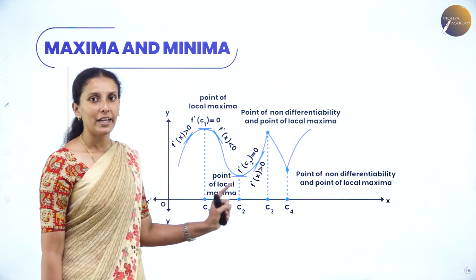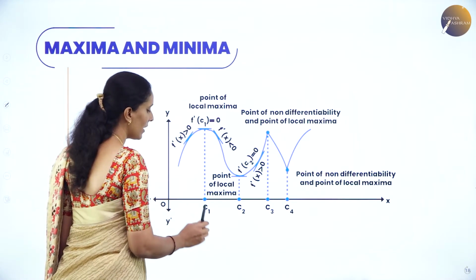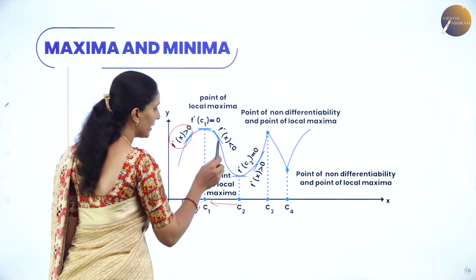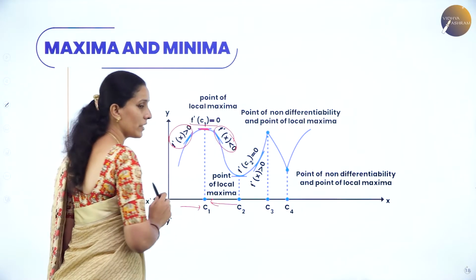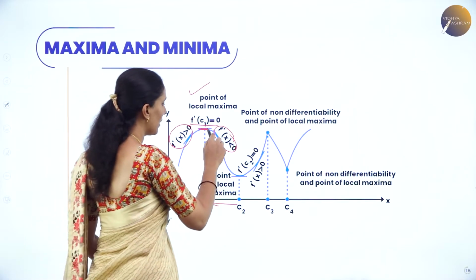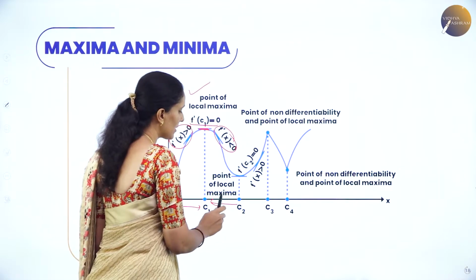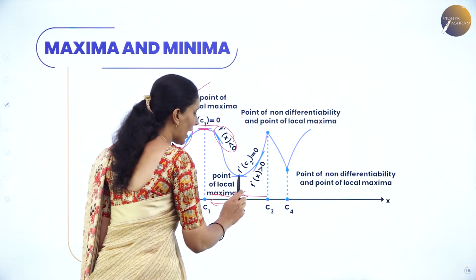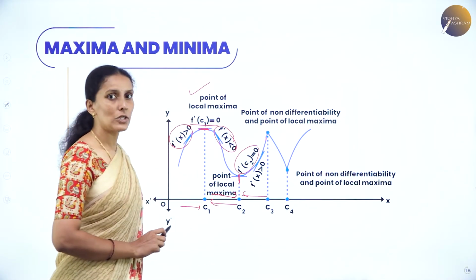Here I have taken an example of a graph. You can clearly see, if this is C1, towards the left it is positive, towards the right it is negative, and this point where f dash of C1 is 0 is called a point of local maxima. And if you take this curve, towards the left it is decreasing and towards the right it is increasing, and thus we arrive at the point where f dash of C2 is 0. This point is called local minima.